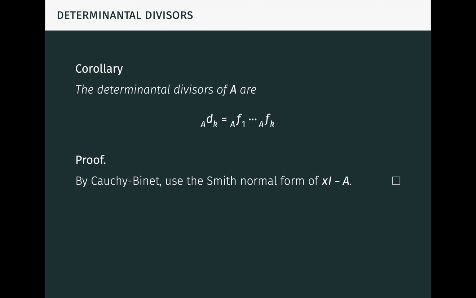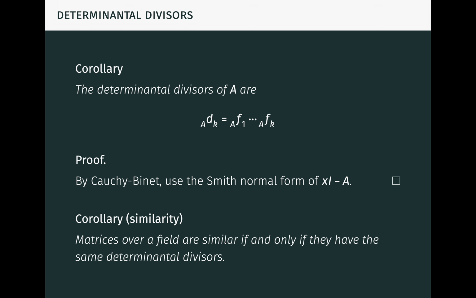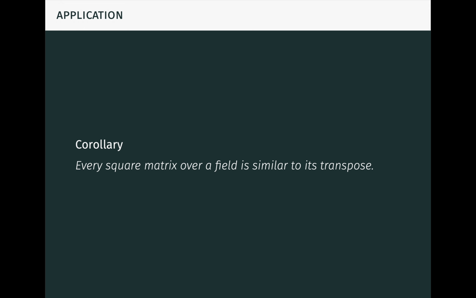We can turn this result around and express the invariant factors in terms of the determinantal divisors, which shows that the invariant factors, and hence also the Smith normal form, are unique. We also obtain the corollary that matrices over a field are similar if and only if they have the same determinantal divisors. Since the determinant is invariant under transposition, we obtain the striking corollary that every square matrix over a field is similar to its transpose. This is a very deep and beautiful result.